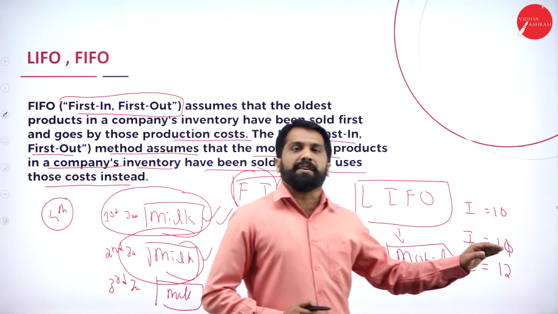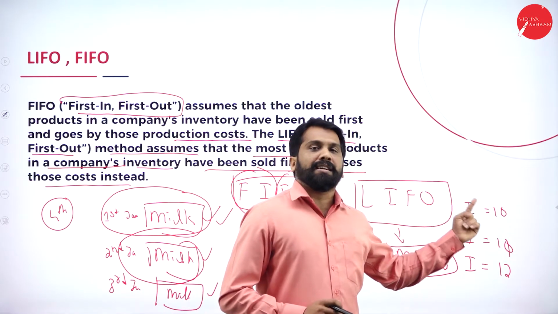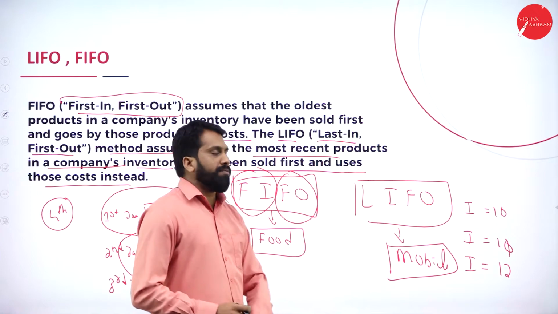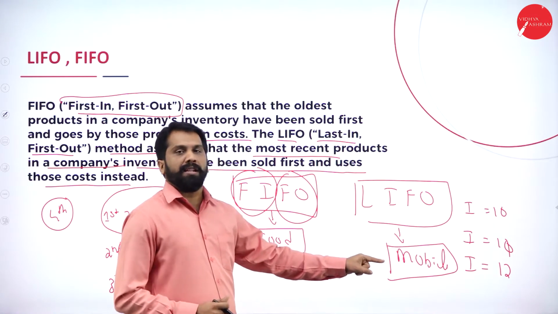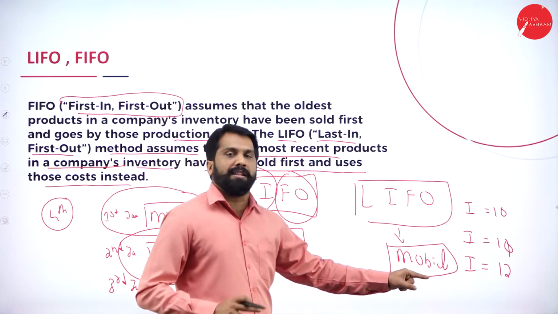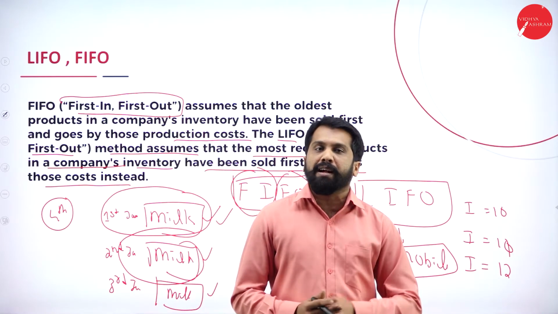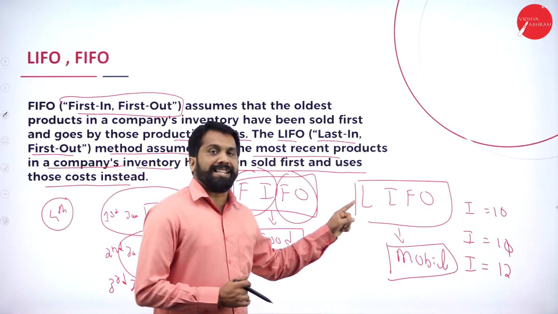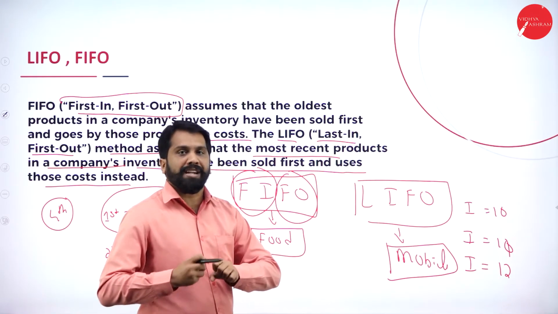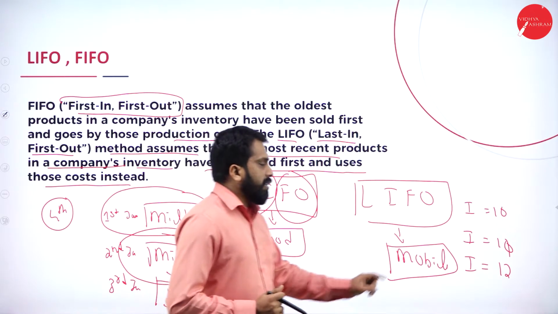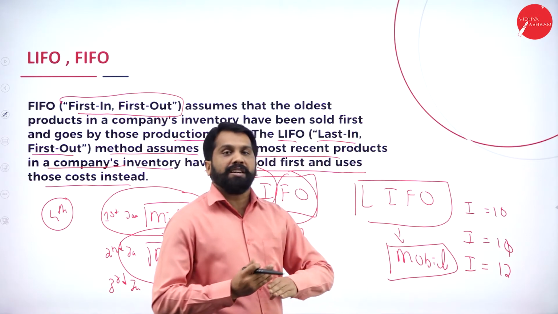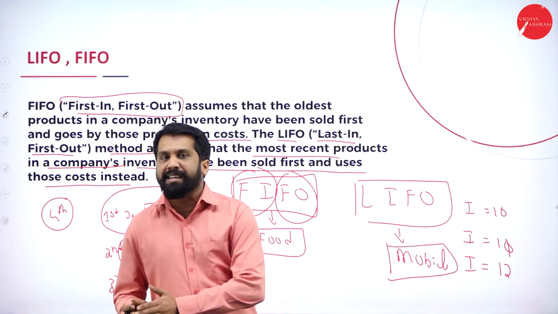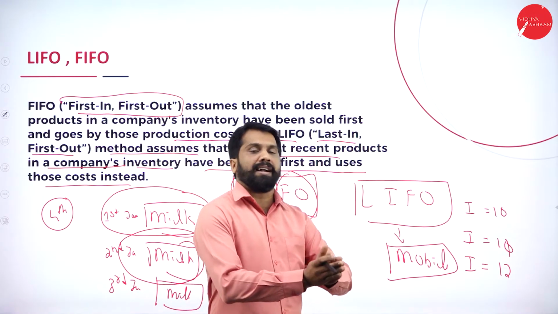If your budget is very less, then you will go for iPhone 10. But first preference will be given to what? It will be for iPhone 12. If iPhone 12 is not available, then only you will go for iPhone 11. Similarly, this we call it as LIFO, last in. Which came last? iPhone 12. Last in, first out. Which came at the last or else latest will be sold at first.